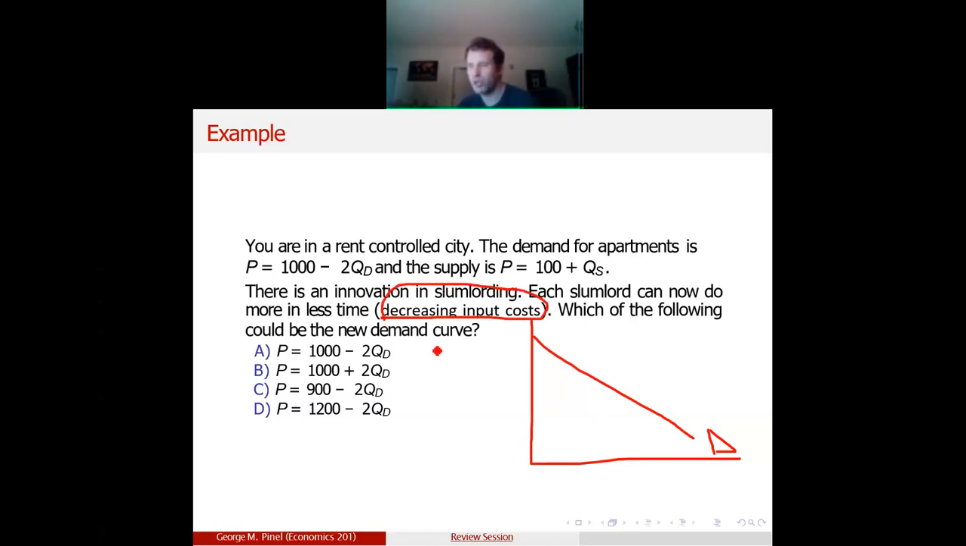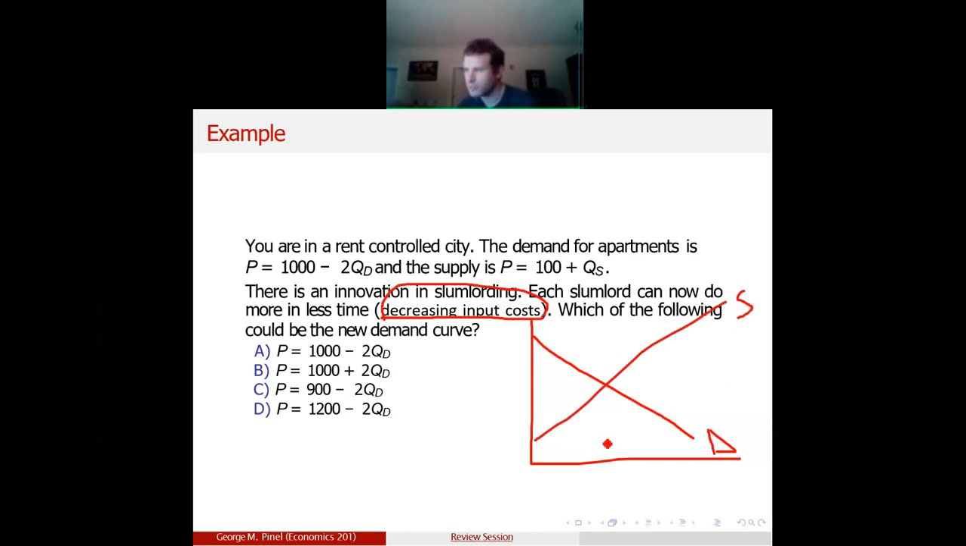It's not necessarily that your landlord will do more in less time, although I can understand your reasoning if you do think that it should be demand shift out. However, in my opinion, first order, the first thing that would happen is it's just an input cost decrease, and I specify that. So I would hope that you see this. To me, this screams more input cost decrease. So the landlord's able to do more with its time, but that's talking more about the supply function.